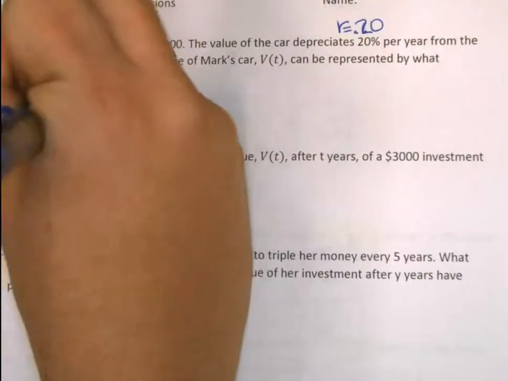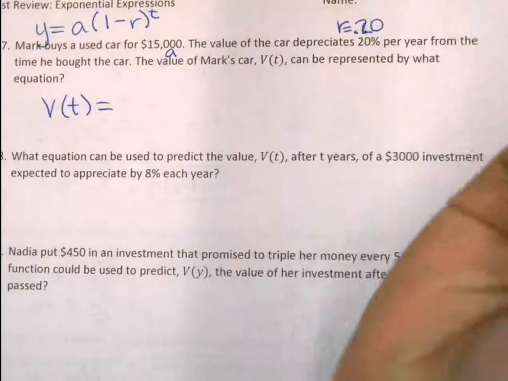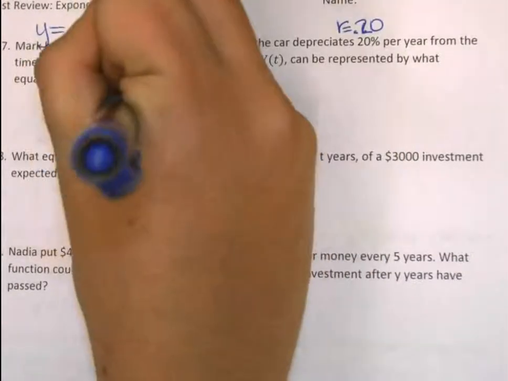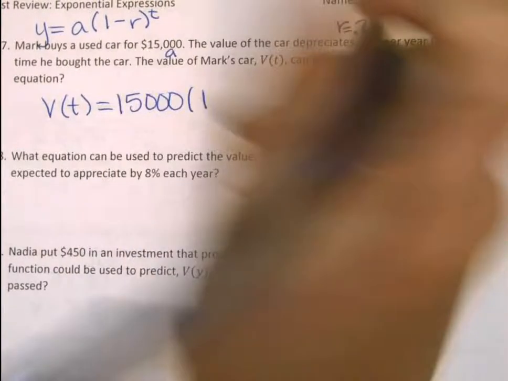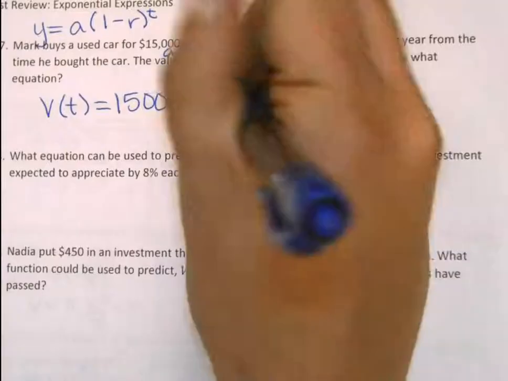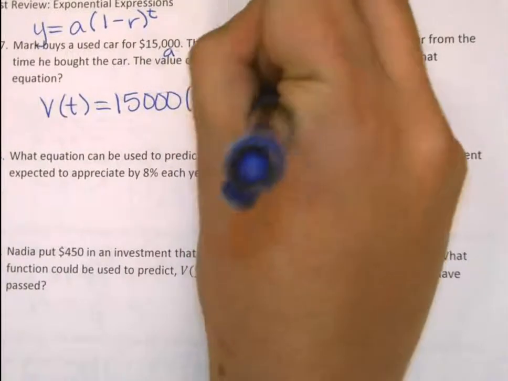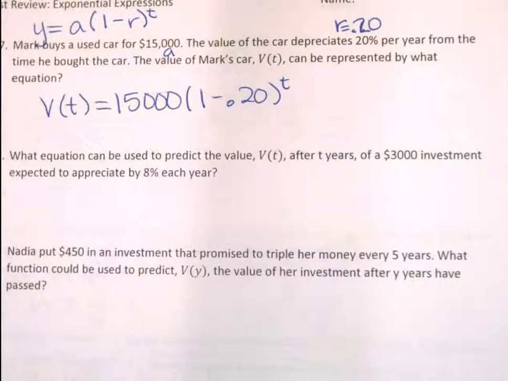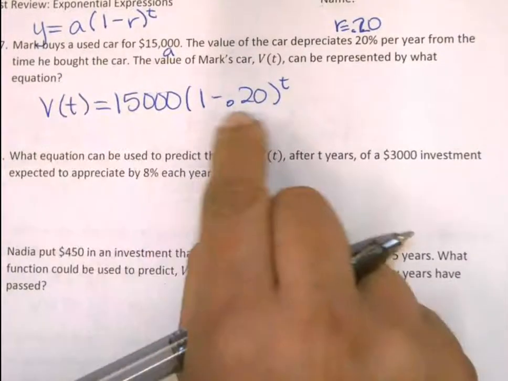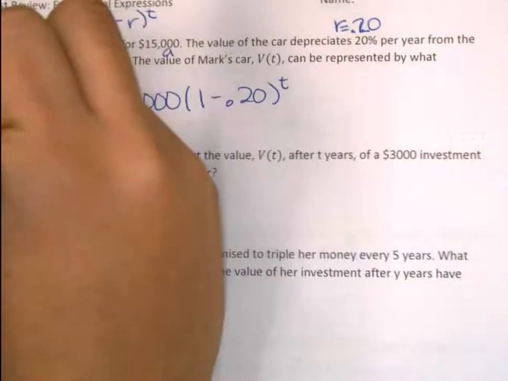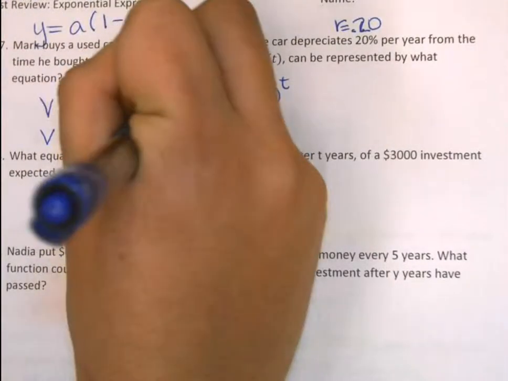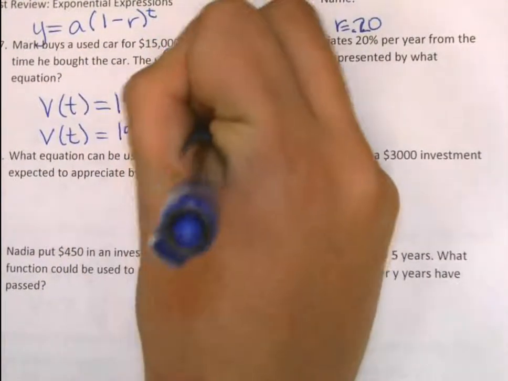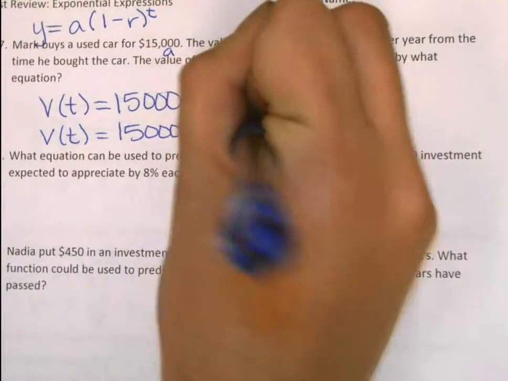So I have V of t equals, my initial amount was $15,000. And then I have 1, because it's decay, I use subtract, 0.20 to the t power. Then I want to just do the math on the inside. So 1 minus 0.20 is going to give me 0.80, to the t power.